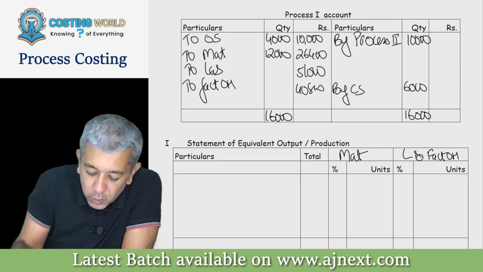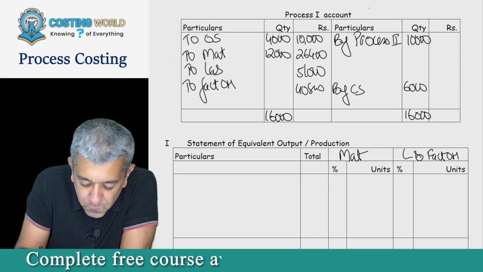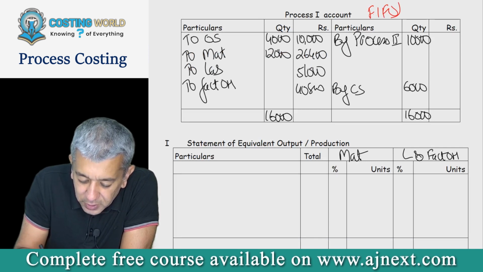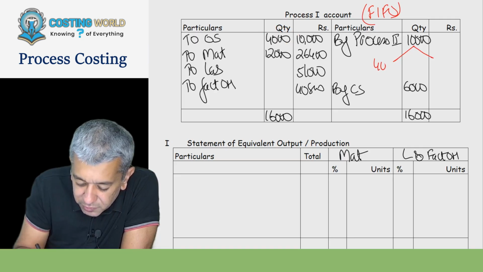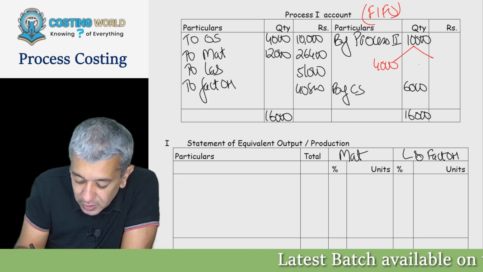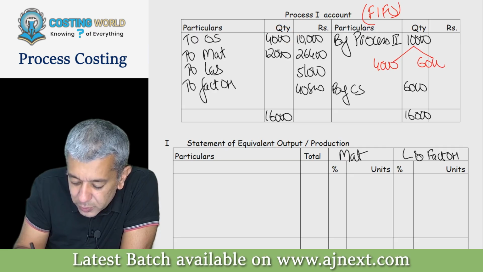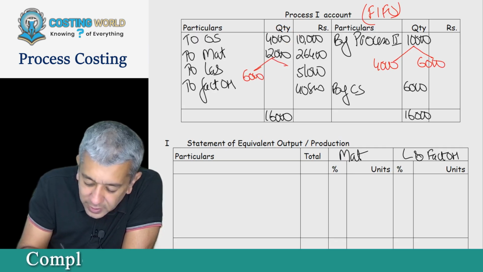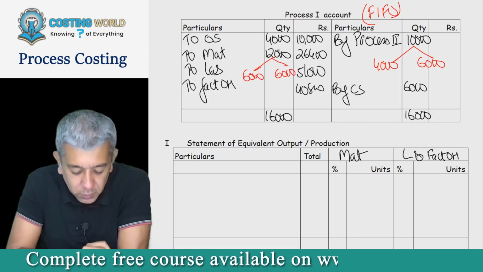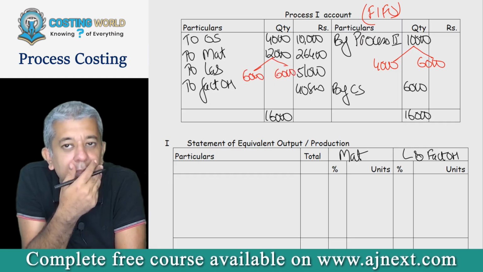Now, by default, you are going to be following which method? FIFO method. So whatever gets started first will get completed first. Out of 10,000, 4,000 is completed first. Remaining in this particular case is going to be 6,000. Out of 12,000, 6,000 will get completed, and 6,000 will be your closing stock. This was the bifurcation that you all have done?